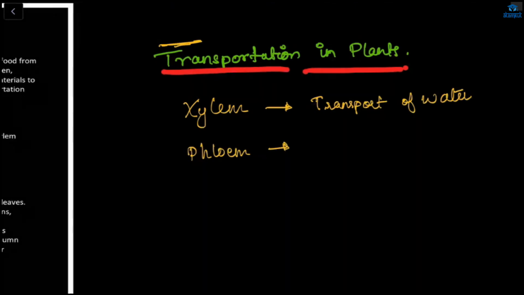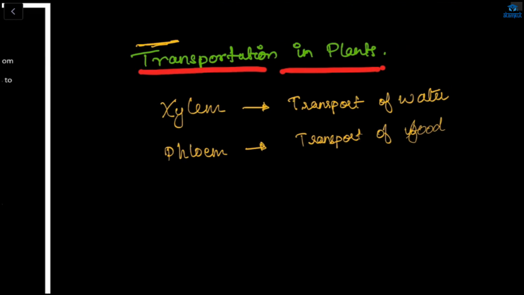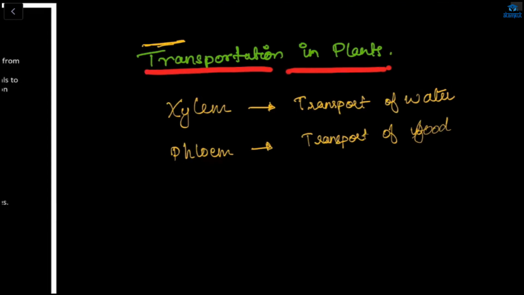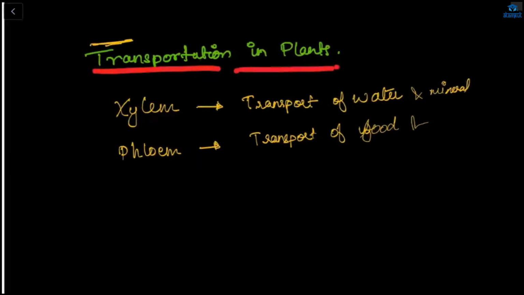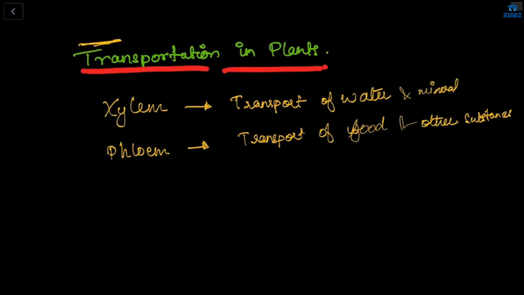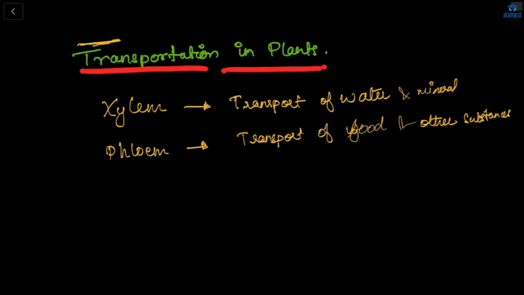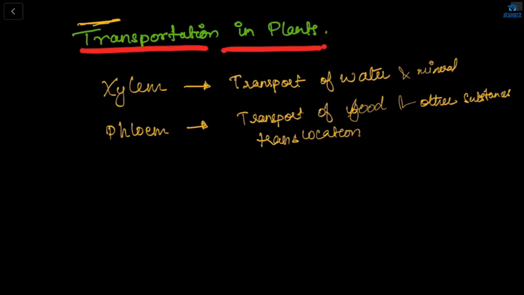The main function of phloem is transport of food, right? Or you can say it transports nutrition also. Yes, that is the same thing. And other substances, water and minerals, and other substances. This is also called translocation, right? So, how does this happen?